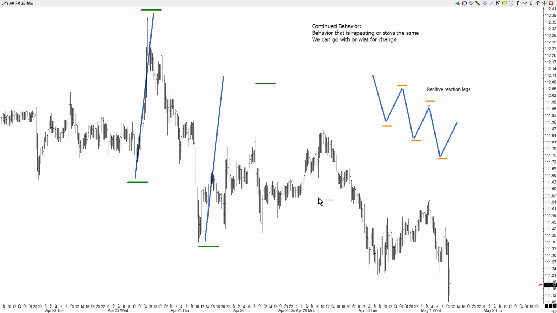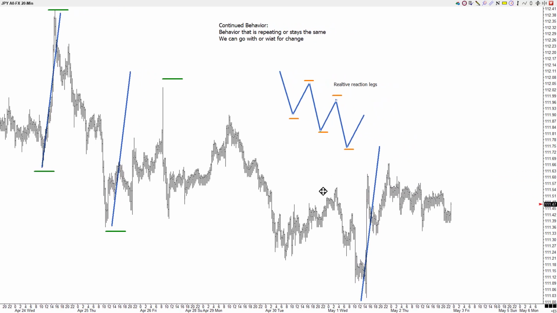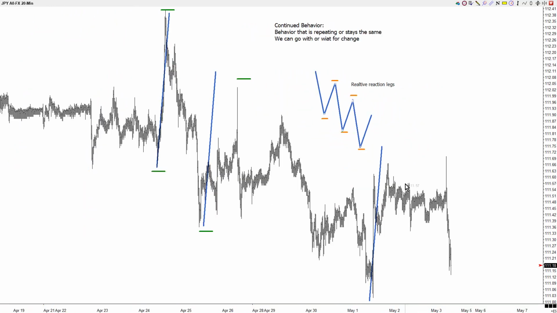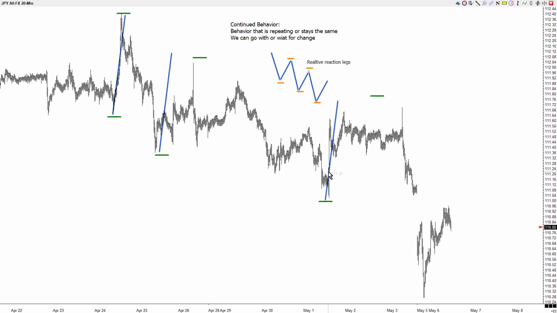Now, we always have the choice of pushing right along this continued behavior. And so this is what we did in this yen market. So as chaotic as this looks, we're just using swings here. That's it. And so every time this thing pivots, we're looking to see if we can jump on with that continued behavior. And as we make another swing, we're looking to see if we can push that continued behavior again.